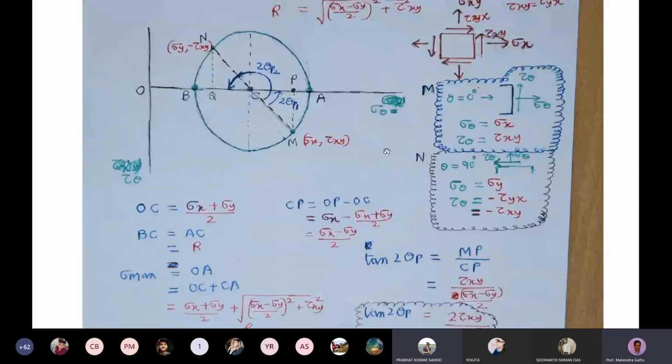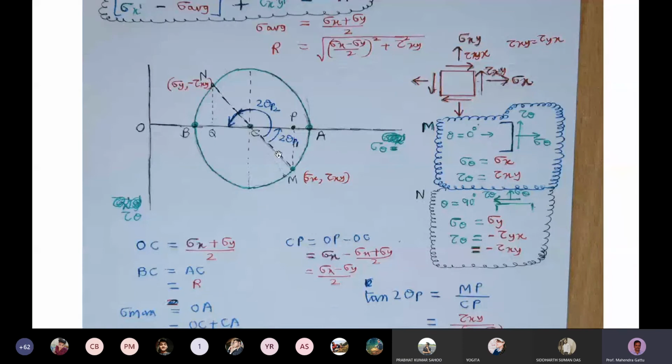Now we will have to look at this circle one more time and identify some parts of the circle. So we have the stress element here, sigma x, tau xy. Here I wrote the wrong thing: it is not sigma x, it is sigma y and tau yx. And tau xy and tau yx are equal.